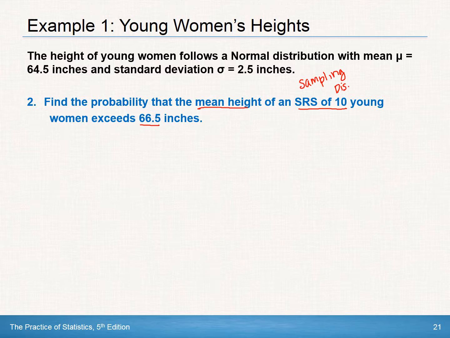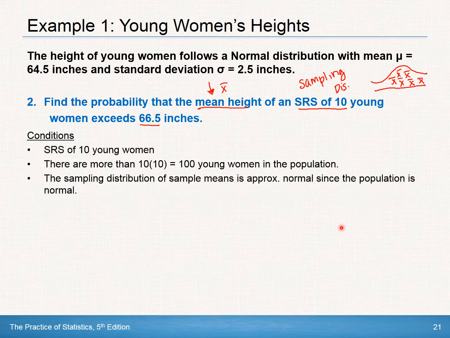We have two sampling distributions. We have proportions and we have means. How did I know I was looking at means? Right here, I'm finding the mean height of a simple random sample. So when I have my sampling distribution, it's a whole bunch of X bars. So 10 women find their average height, 10 women find their average height, 10 women find their average height. All right, how am I going to do that?